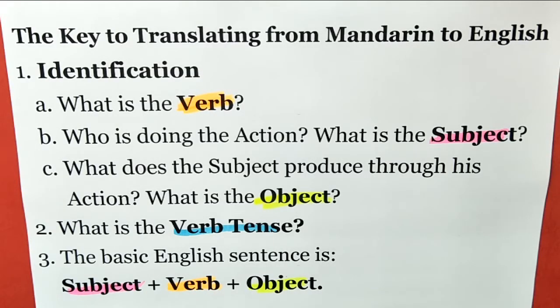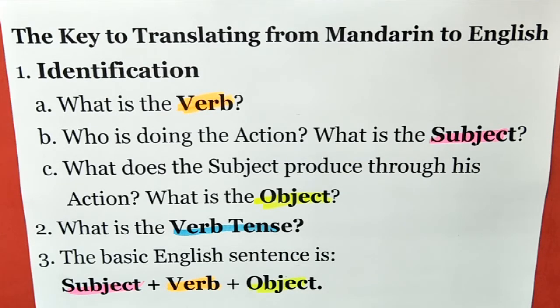Okay kids, Chapter 7, Adverb Clauses. Today we are going to translate. The key to translating from Mandarin to English. 1. Identification. What is the verb? We will color the verb orange. Who is doing the action? Who is doing the verb? That is the subject. We will color the subject pink. What does the subject produce through his action? What is the object? We will color the object yellow.